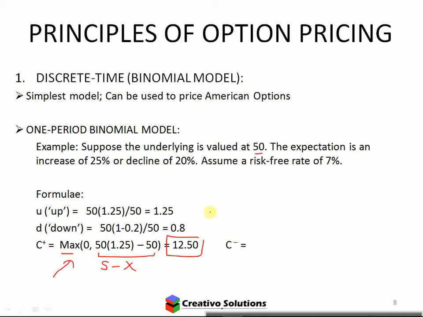So the greater of 0 or 12.5. Yes, the greater of 0, because remember, calls are limited to 0. You can't have a negative value. So if it's not the other amount, it must be 0. And then C minus, the opposite.